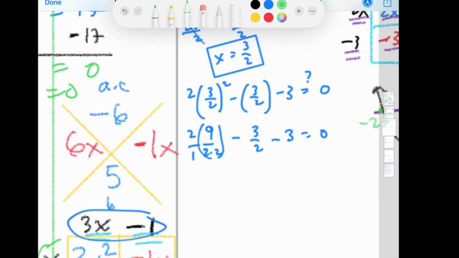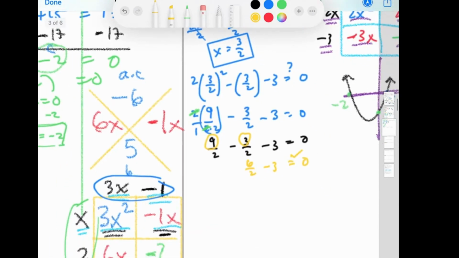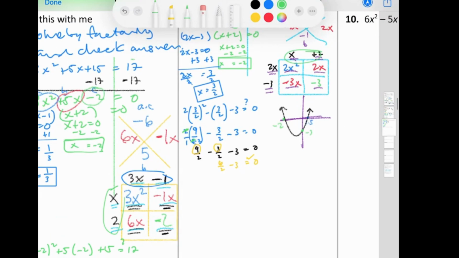Why did I do that? So I can do something like this. I can cancel these two, so I'm left with 9/2. So 9/2 minus 3/2 minus 3. So I'm just going to subtract 9 minus 3, which is 6. 6 over 2. And 6 over 2 is 3, so 3 minus 3 is 0. That works. Okay, let's go ahead and check x equals negative 2.